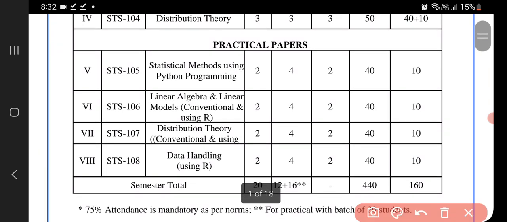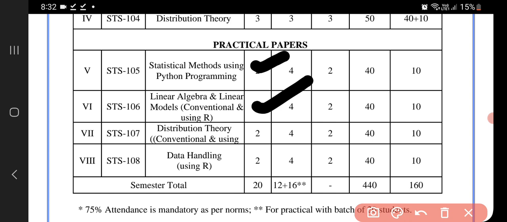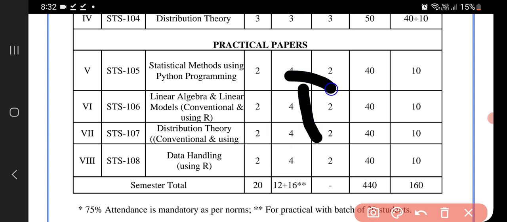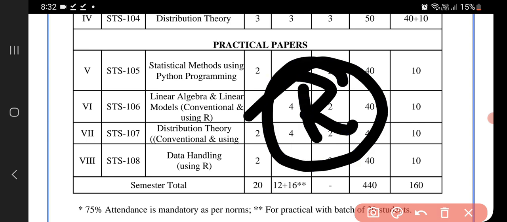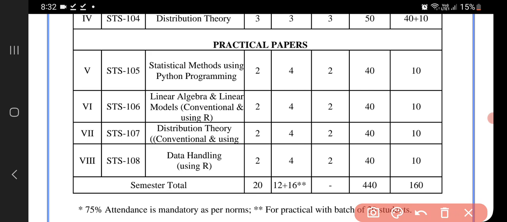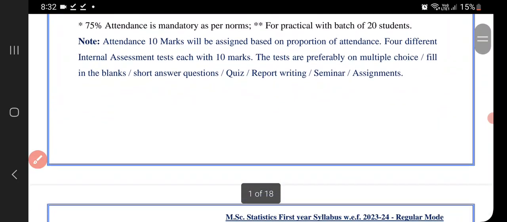In the first practical you'll be having Statistical Methods using Python programming, and for the second, 106, that is the practical paper, Linear Algebra and Linear Model, conventional and using the R method. In Distribution Theory, conventional using the R method only, and Data Handling using R. So by using R, you need to solve all the problems in the practicals. These are the 4 practicals in your first semester. In total you have 4 theory and 4 practicals.